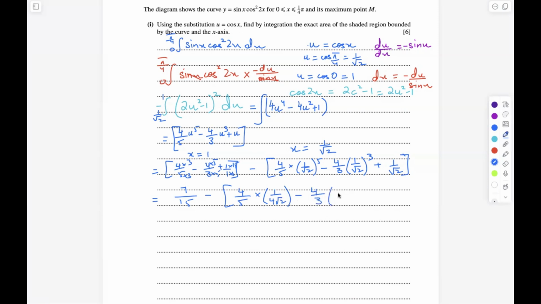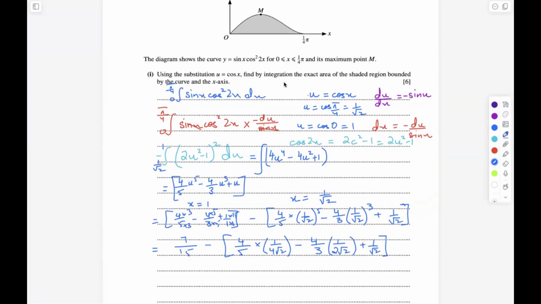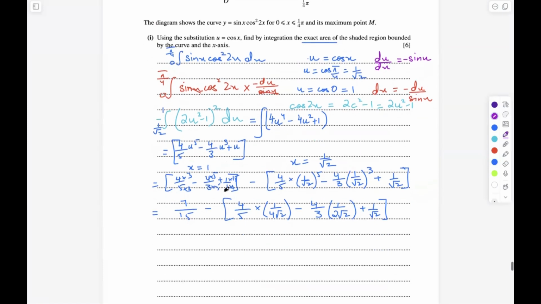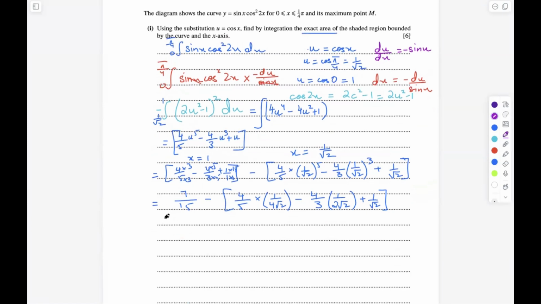1 upon root 2 whole cube becomes 1 upon 2 root 2, and 1 upon root 2 will remain as it is. We have to give the answer in an exact form, which means we cannot give our answer in terms of decimals. Otherwise we could have just substituted this in the calculator and found the value in decimal.